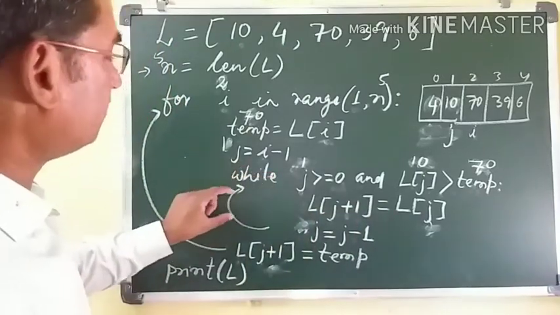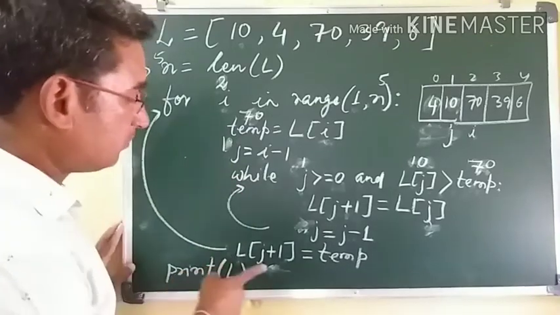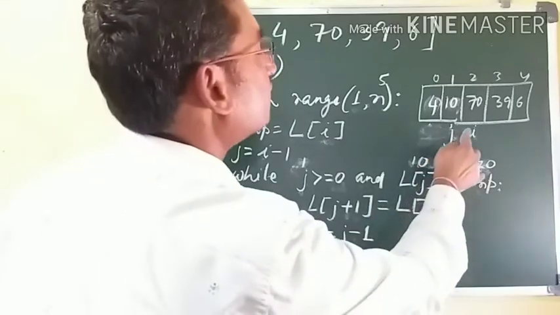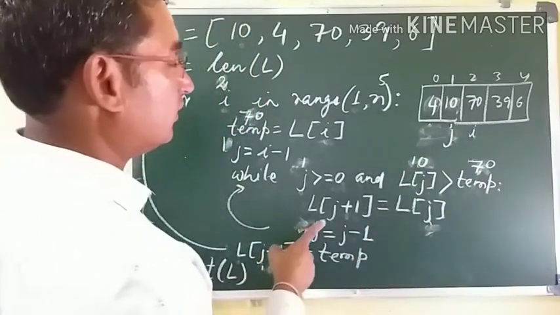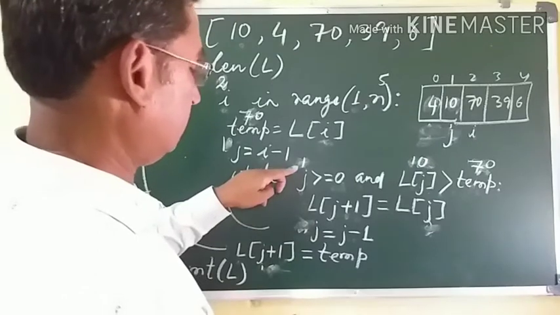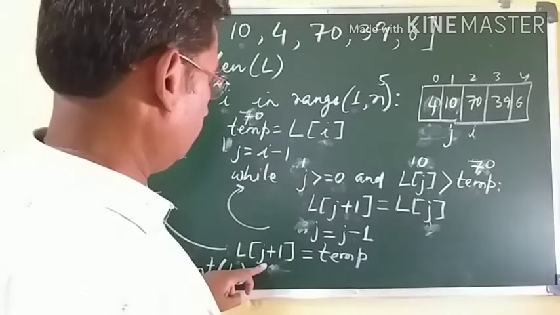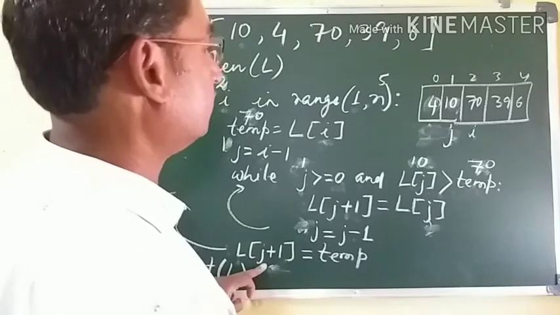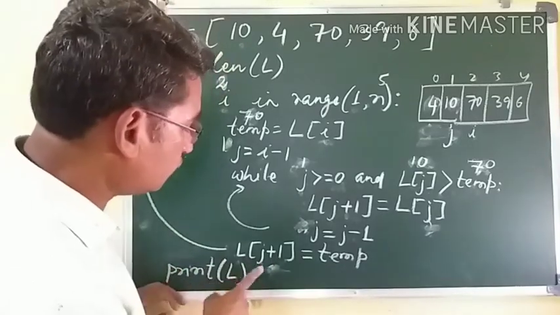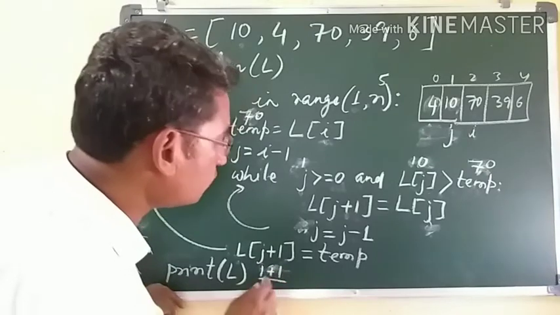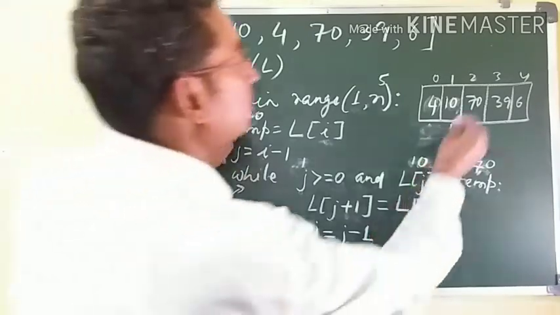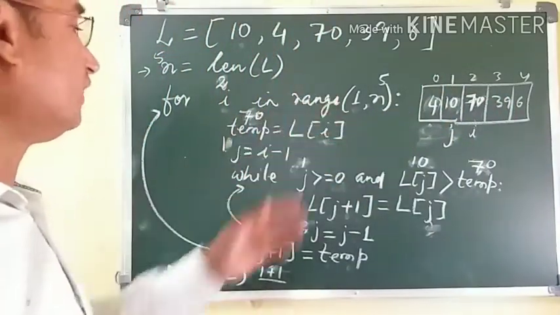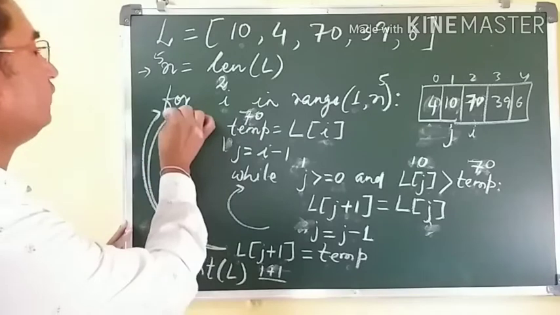After coming out of this while loop, L of J plus 1, J is 1 here, so 1 plus 1 is 2, which means at this position, L of 2. The temp will be written. Temp is 70, so 70 is written here. 70 was there also, but it is overwritten here. Now after this, you have to come here.